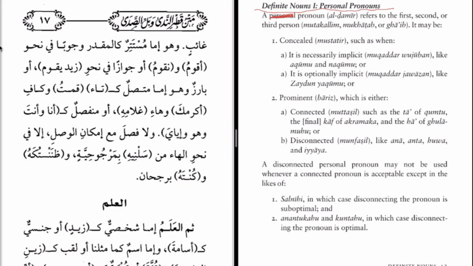Yes, that's fine. But they have a twice here. So this is definitely a rough draft. It is optionally implicit, muqaddar jawazan, like Zaydun yaqumu. Okay. Yani maybe it's not a rough draft according to them, whoever published this. Maybe for them this is fine.